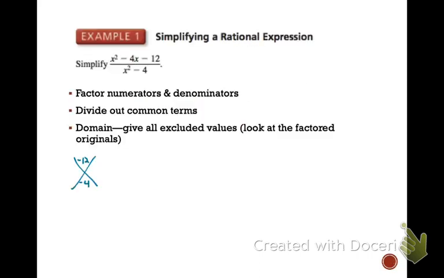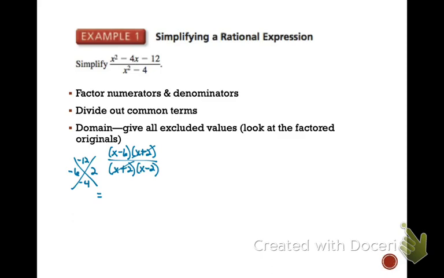Now let's look at example 1. The first thing we're going to do is factor our numerator and denominator if we can. So we have a quadratic. I'm looking for two numbers that multiply to give me -12 and add to give me -4. We know that's -6 and +2, so that will factor as x minus 6 times x plus 2. Hopefully you remember in the denominator we have a difference of squares, and that will factor as x plus 2 times x minus 2. Now we can divide out any common factors, and I see the x plus 2.